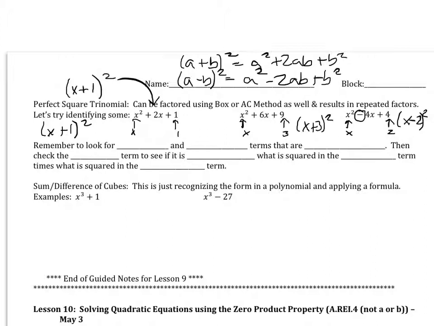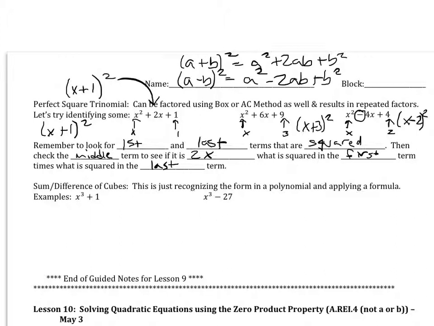So remember to look for first and last terms that are squared. Check the middle term to see if it is twice what is squared in the first term times what is squared in the last term. Now the last thing is sum or difference of cubes.